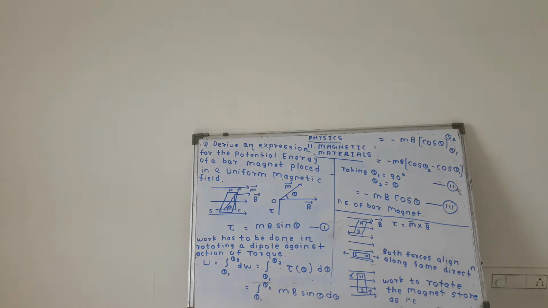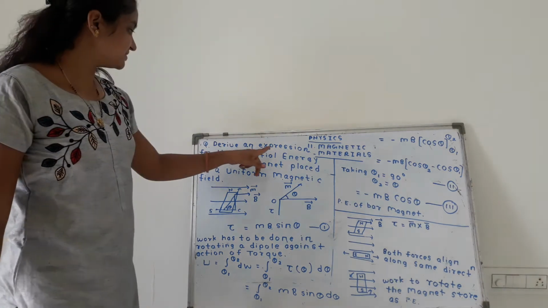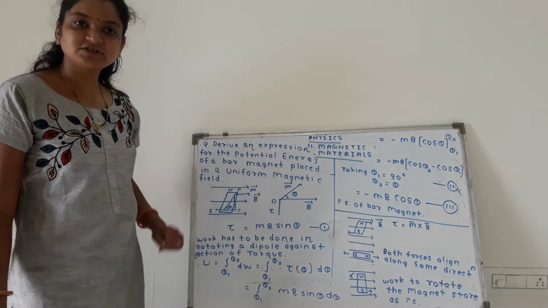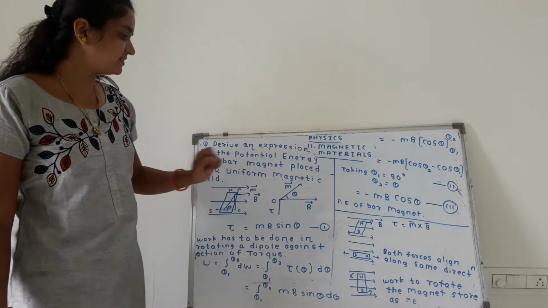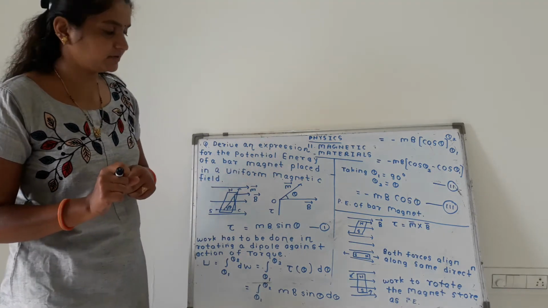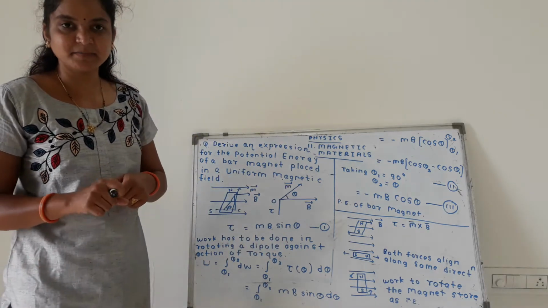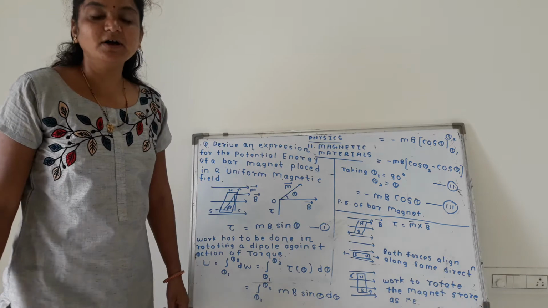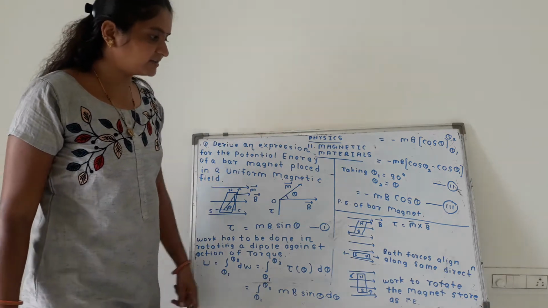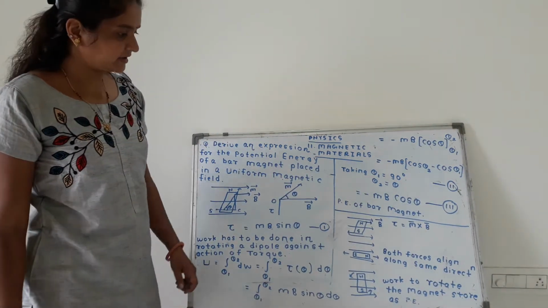Now the next question of this topic: derive an expression for the potential energy of a bar magnet placed in a uniform magnetic field. Going towards the derivation, first of all we understand the basic concepts related to the magnetic field as well as the torque acting on the magnet.